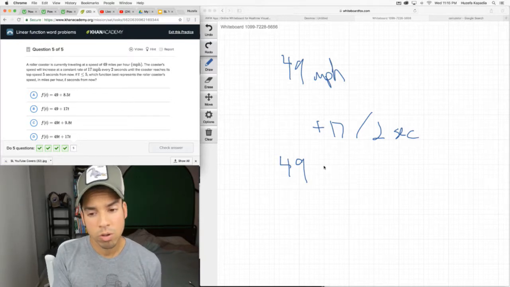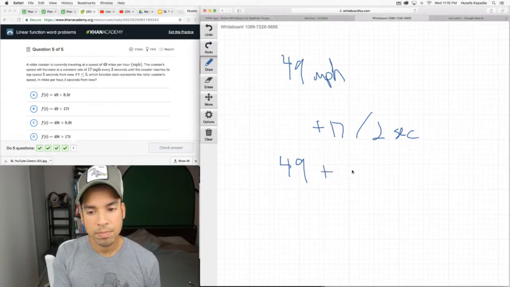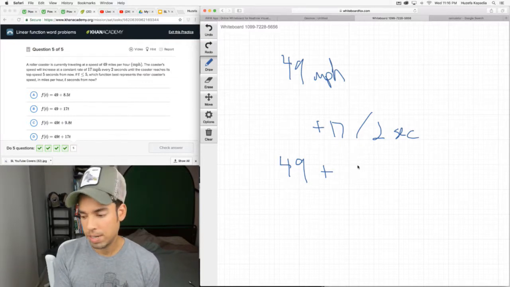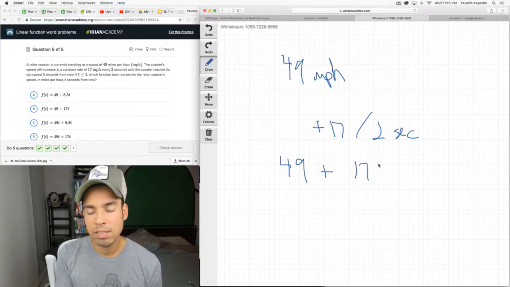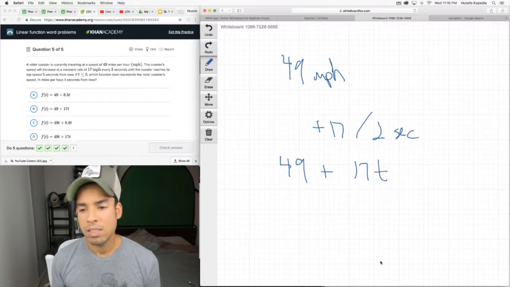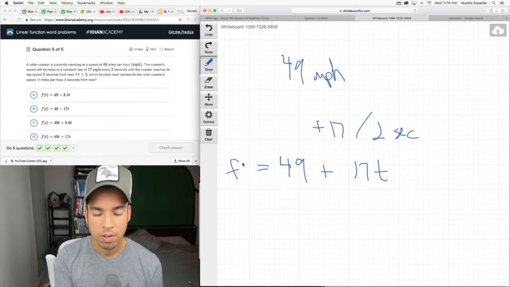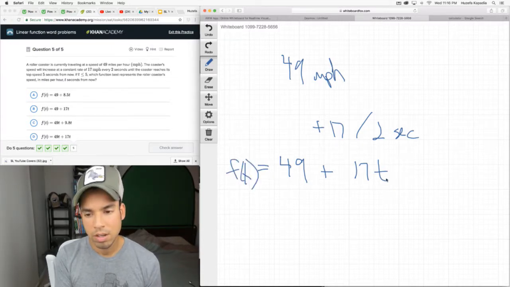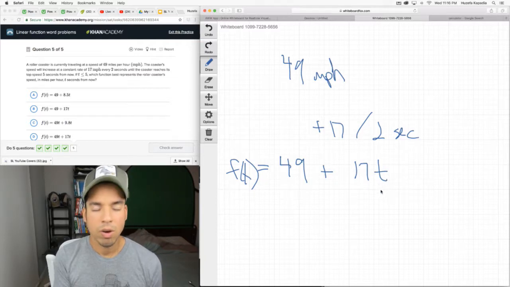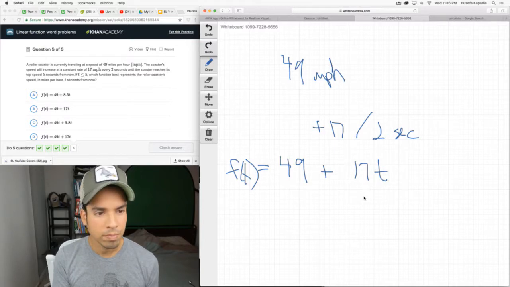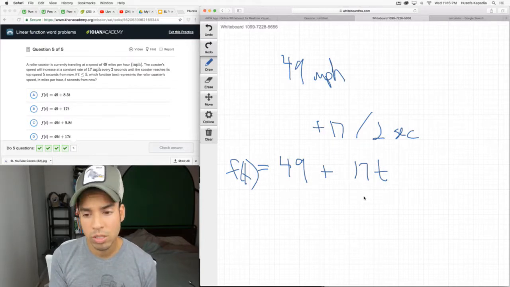Here, if you're not sure, think about it like this. As t goes up by 2, we're going up by 17. It doesn't make sense to multiply 17 times t, because that would mean every time t goes up by 1, our value is going up by 17. And we could figure it out if we plugged in 1 for t, 17, 2 for t, 34. So every time it's incrementing by 1, we're jumping by 17. That's not right. So let's jump 17 every 2 seconds.